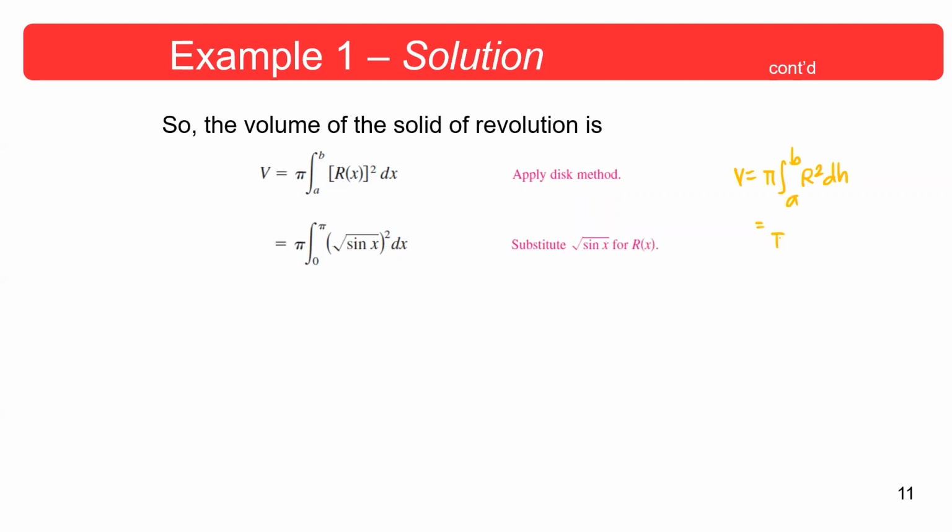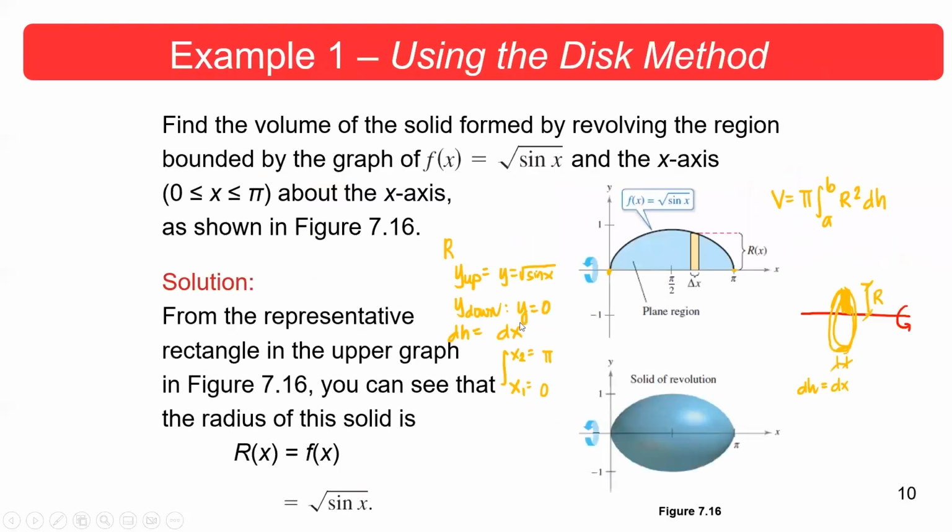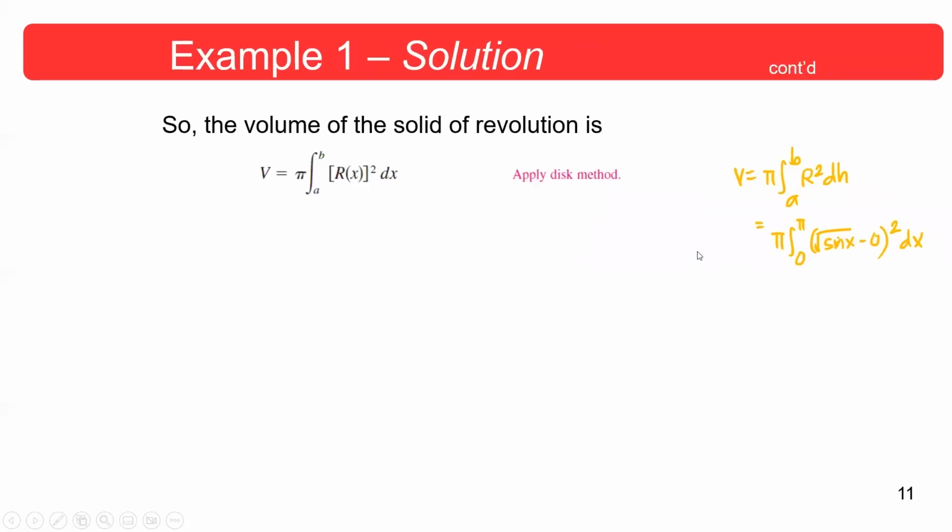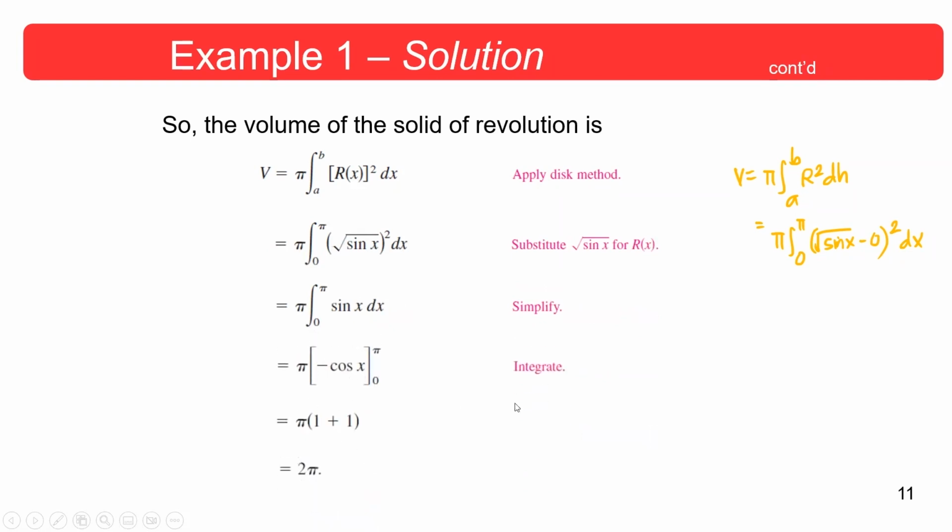It's basically pi from 0 to pi of r squared. What's the r squared? We have square root of sine x minus 0 squared dx. That's why in here, they just didn't write the minus 0 anymore. But then you know that y up minus y down is square root of sine x minus 0, and then you square that, you'll end up having this. So the answer is 2 pi cubic units.